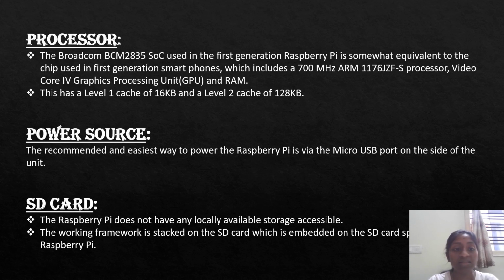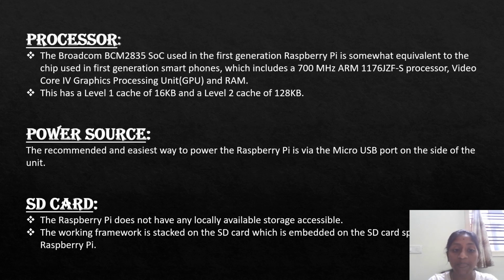Processor. These are the components of Raspberry Pi. First one is the processor. The Broadcom BCM2835 SoC used in the first generation Raspberry Pi is somewhat equivalent to the chip used in first generation smartphones, which includes a 700 MHz ARM1176JZF-S processor, VideoCore IV graphics processing unit, that is GPU, and RAM. This has a level 1 cache of 16 KB and a level 2 cache of 128 KB.